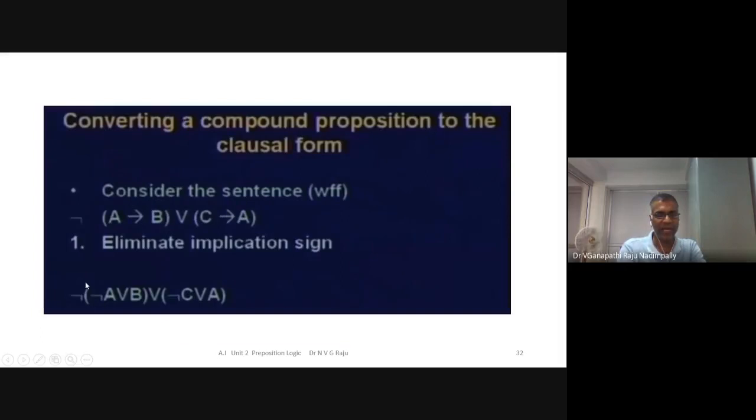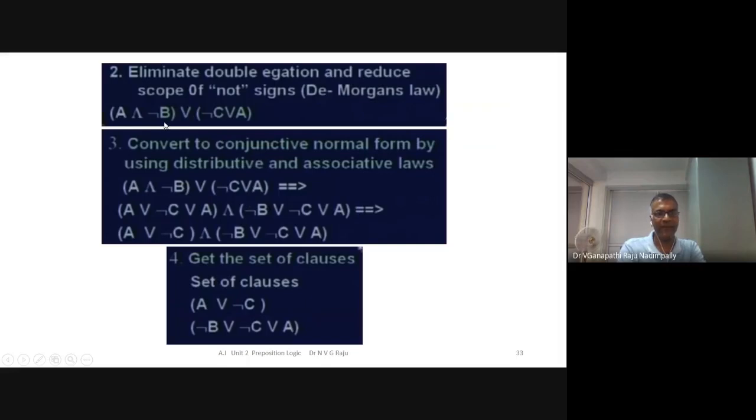Now, here we have a double negation, so we will get directly A and negation B. It will become A and negation B, the first one. Second step is we have to eliminate negations using De Morgan's law. Now, the first part can be converted like this. By applying De Morgan's laws, we got this result.